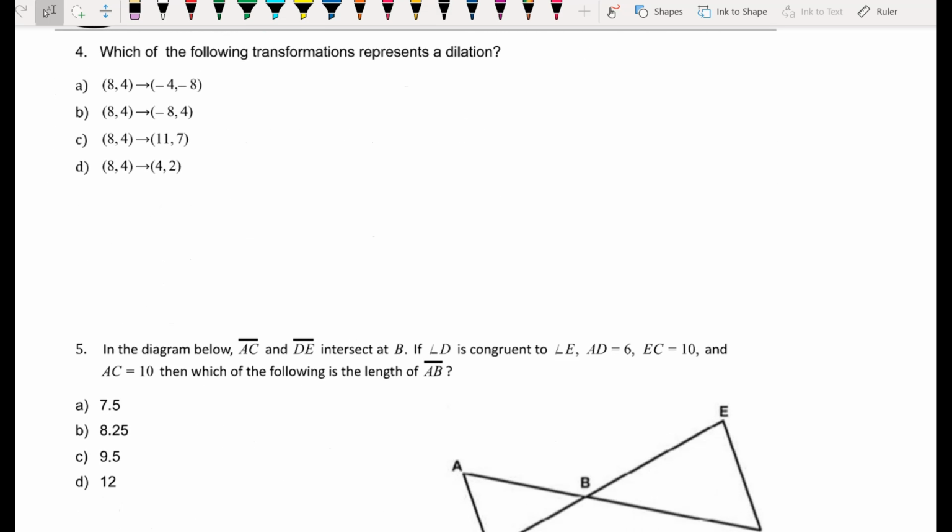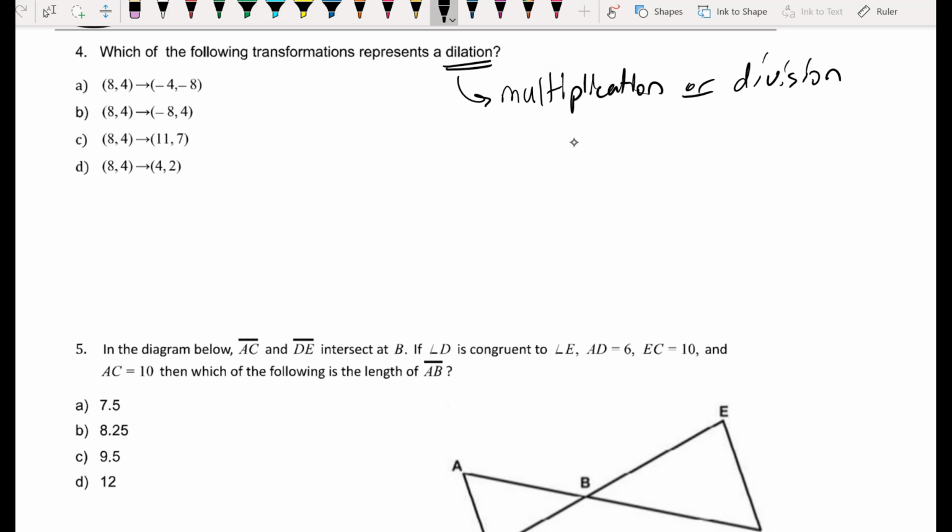For number 4, which of the following transformations represents a dilation? In terms of the operation you should be thinking about, you should be thinking about multiplication by a constant scale factor or division by a constant scale factor. Because division is pretty much the same thing as multiplication. Like if I'm dividing by 2 or multiplying by 1/2, that's the same effect.